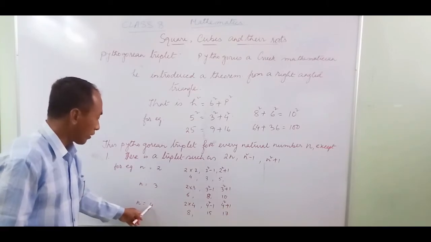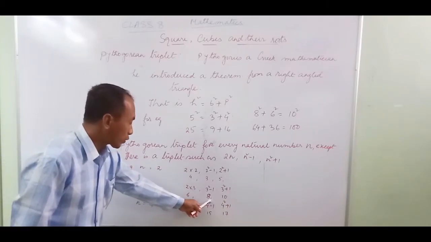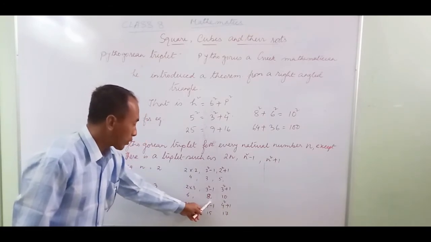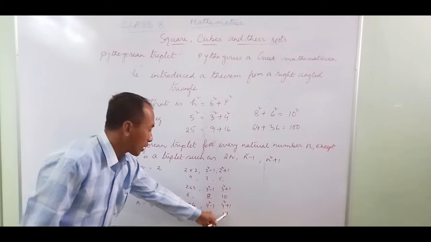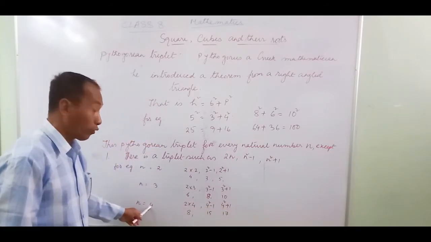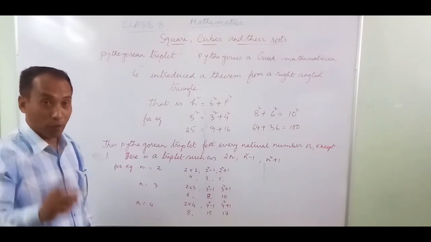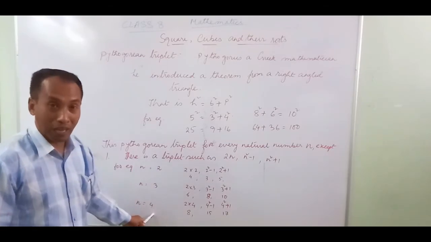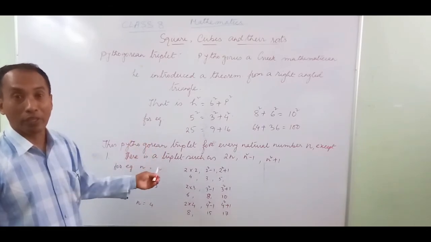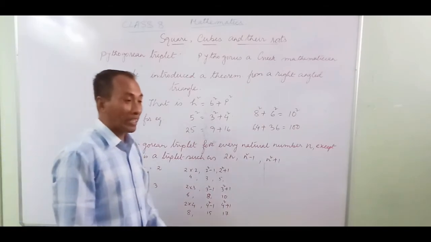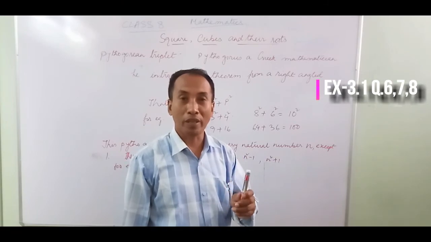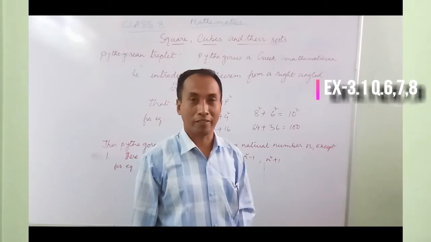For natural number 4, 2 into 4 is 8, 4 square minus 1 is 15, and 4 square plus 1 is 17. So this is the Pythagorean triplet for natural number 4. Therefore, I want to give you homework: find the Pythagorean triplet for natural numbers 5, 6 and 7. And you can continue as your homework Exercise 3.1, questions number 6, 7 and 8.